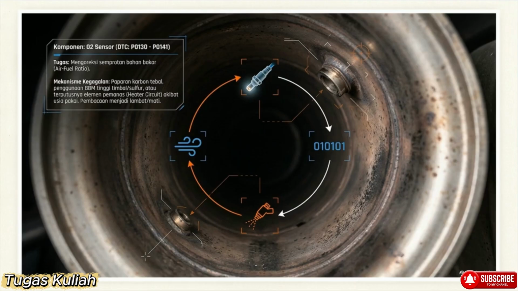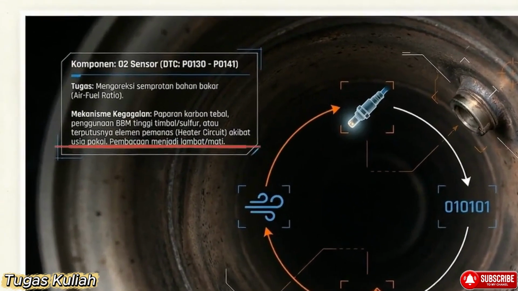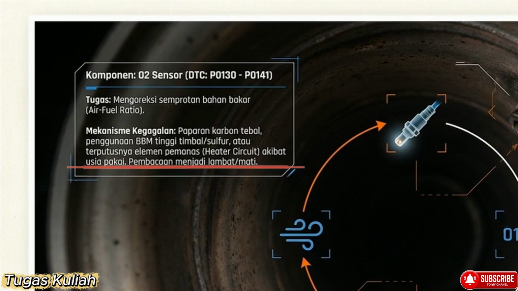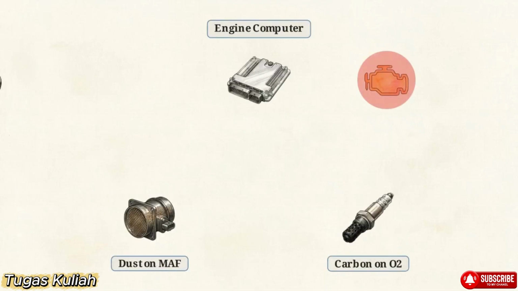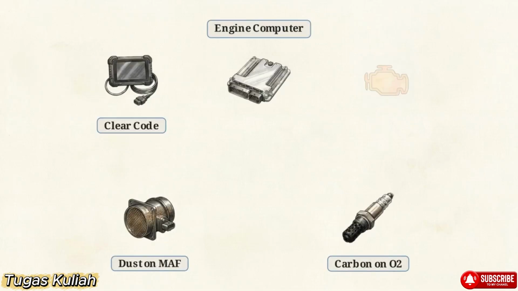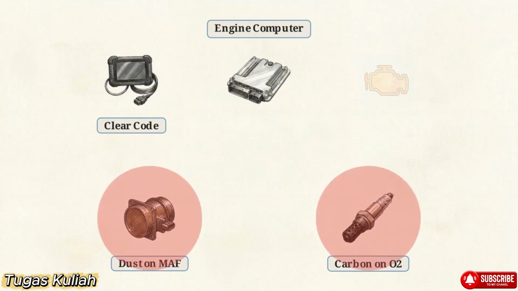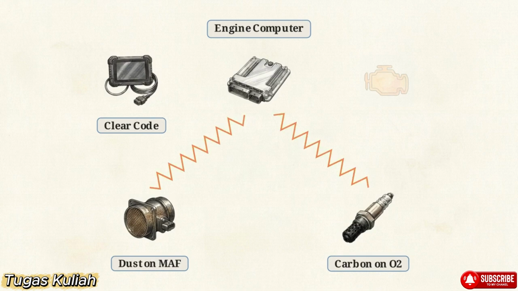A similar physical blockage happens at the other end of the cycle. If we look inside the exhaust, we see the O2 sensor. Heavy carbon buildup from incomplete combustion or impurities in cheap fuel can cake onto the sensor's tip. This makes its readings sluggish or stops them entirely, breaking the computer's ability to correct the air-fuel mixture. If you plug in a scanner and just hit clear code without removing the carbon on the O2 sensor or the dust on the MAF wire, the computer will detect the exact same incorrect voltage on the next drive. The light will come right back on.